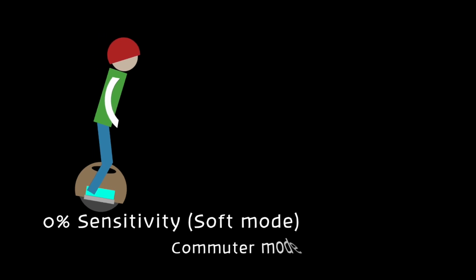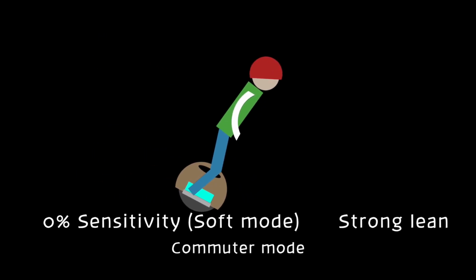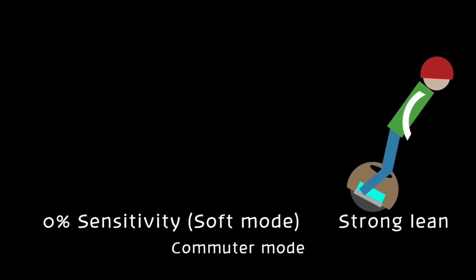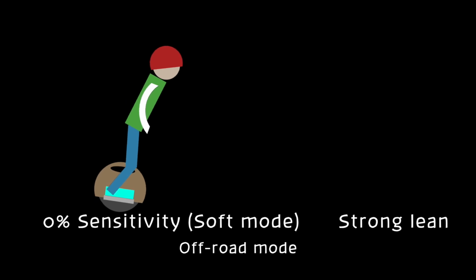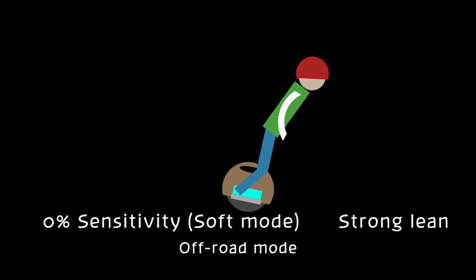Then on the commuter mode, when you accelerate fast, the wheel will tilt a lot. This is comfortable, but doesn't feel very stable. Then we lean hard with an off-road mode, and sensitivity is still at a low value. But the wheel doesn't tilt any more than it did with the slow acceleration.